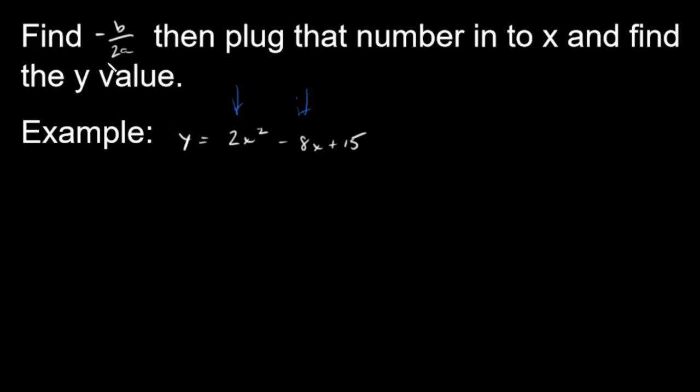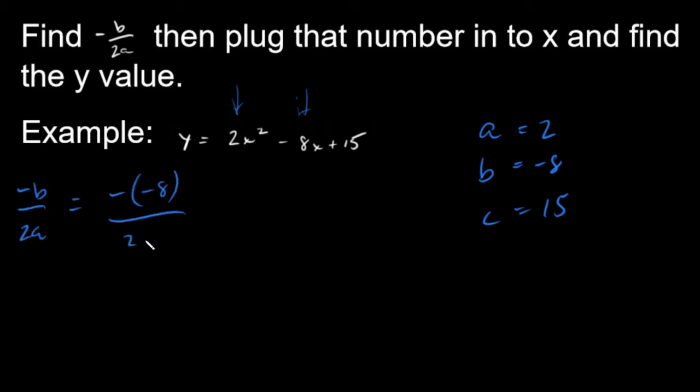So you're going to find negative b over 2a. So a is 2, b is negative 8, and c is 15. Not that c is going to come into this, but that's a, that's b, and that's c. Remember back to the quadratic formula from 5.5. So negative b over 2a is negative 8 over 2 times 2, which is 8 over 4, which is 2. All right? So that's negative b over 2a. That is the x coordinate of your vertex.